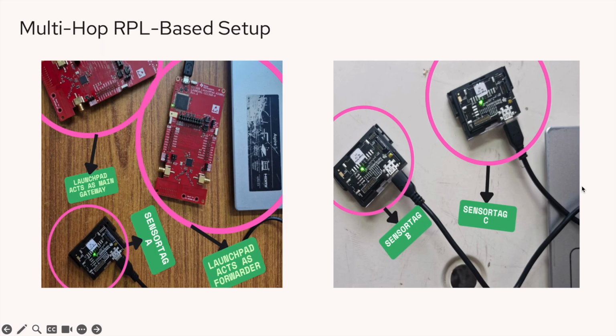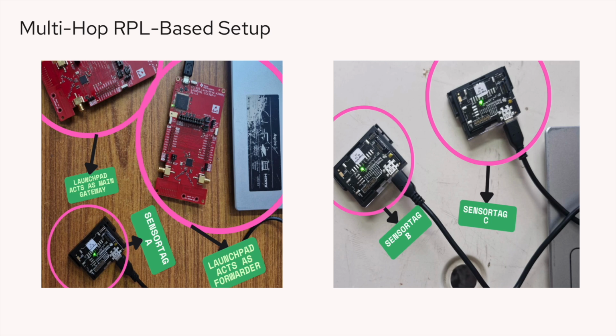Similarly, in the multi-hop network, we have two LaunchPads. One LaunchPad is acting as the main gateway. The other LaunchPad is acting as a forwarder. One SensorTag, SensorTag A, is connected to LaunchPad A directly, while the other two SensorTags, B and C, are far from the LaunchPad which is acting as the main gateway. So they cannot be directly connected to the main gateway. So they will use this forwarder LaunchPad as an intermediate through which they will be connected to the main gateway.